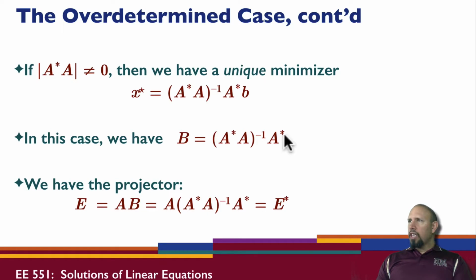In fact, this quantity now is actually, in this problem, the pseudo-inverse of B. We'll talk about the pseudo-inverse in a little bit. Again, we have the projector, which is AB, which is all of this stuff. And again, we can go through and show that it is self-adjoint. So we can show that for this B, this B satisfies those two equations: A is equal to ABA, and the quantity AB is self-adjoint.